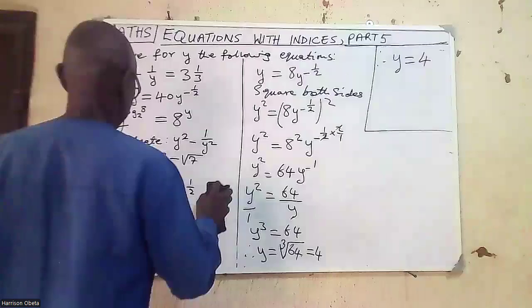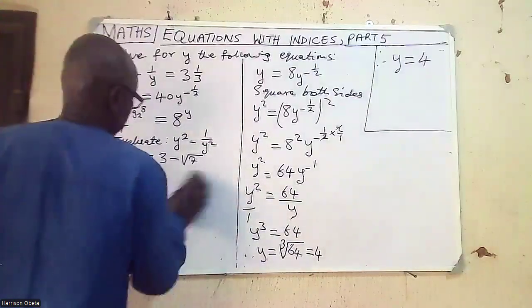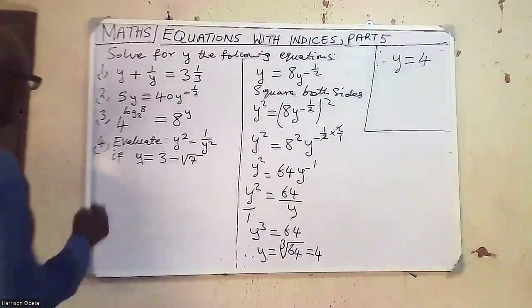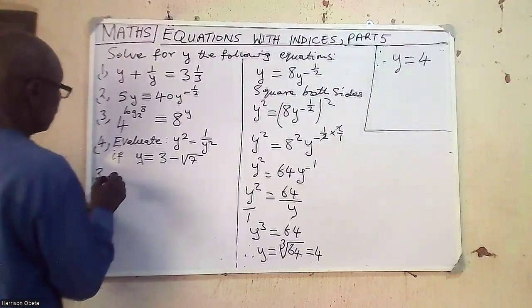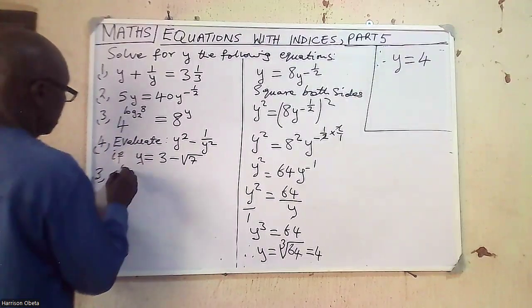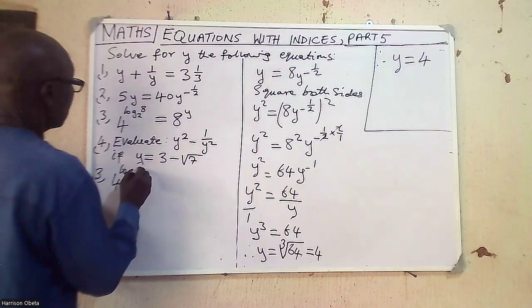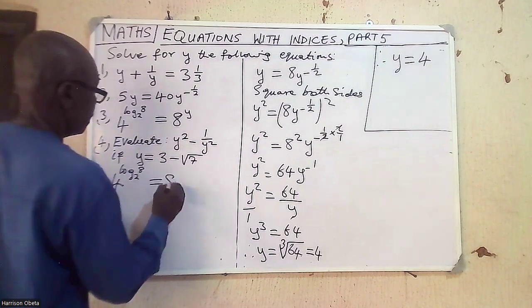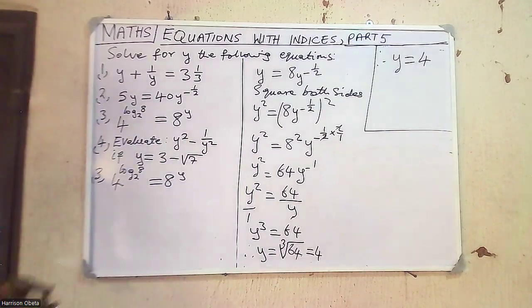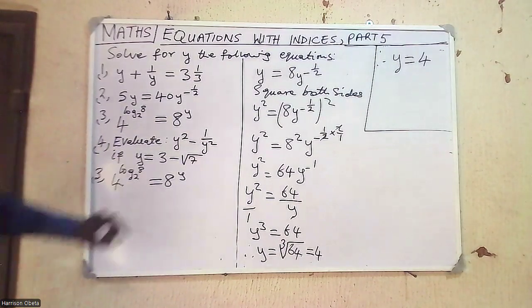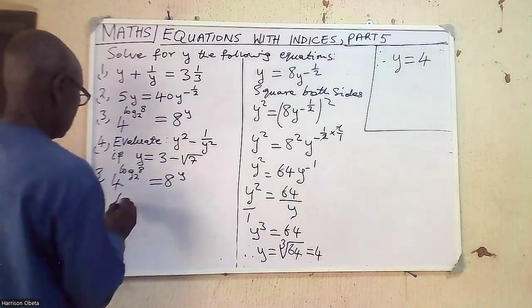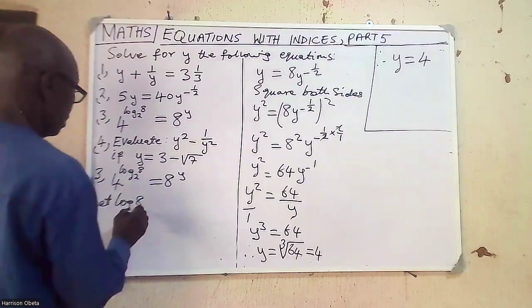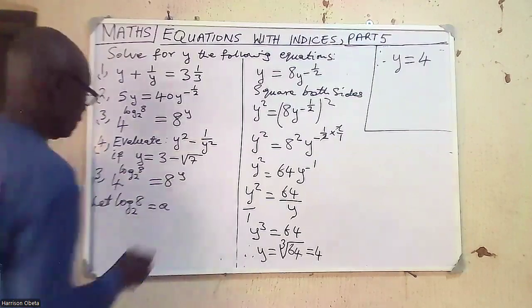And in number 3, we are told that 4 raised by log 8 base 2 is the same thing as 8 raised by y. First of all, let us handle log 8 to base 2. Let log 8 to base 2 equal to a, for instance.